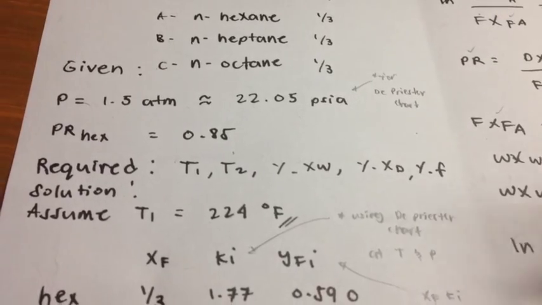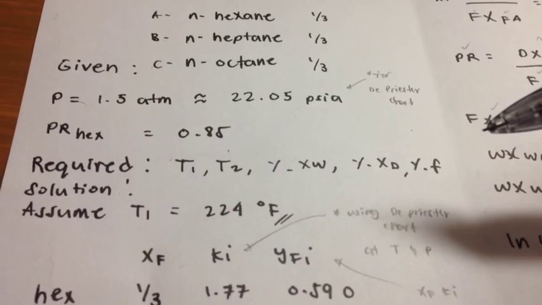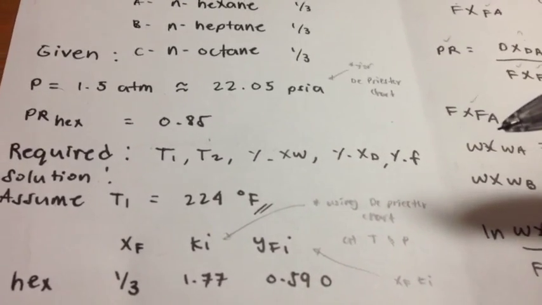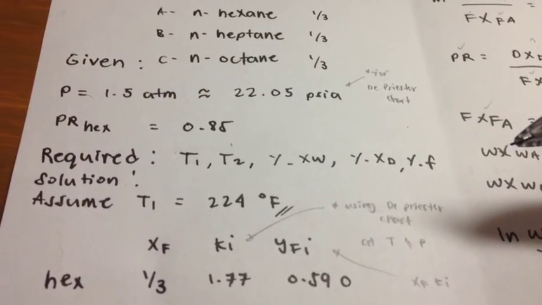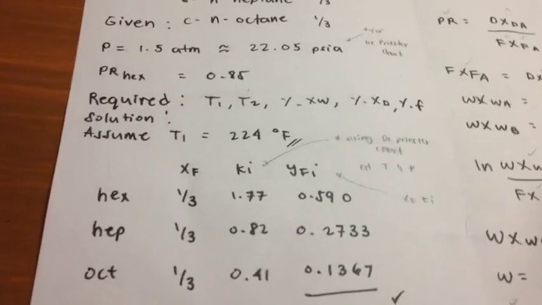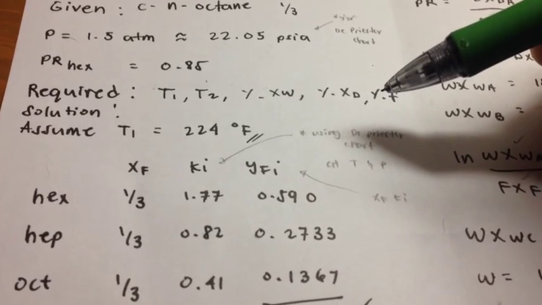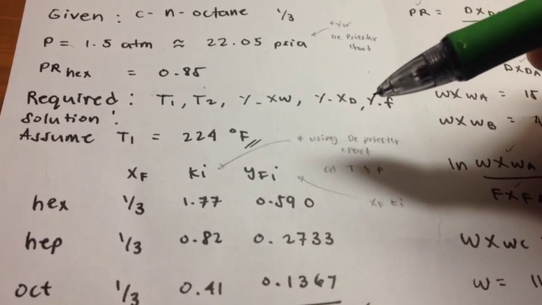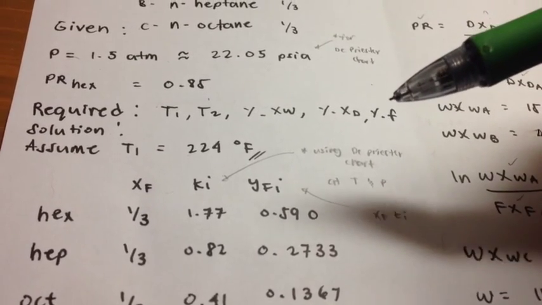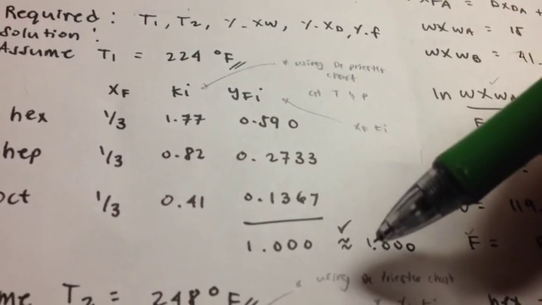So what is required is the operating temperatures, which are T1 and T2, and also the mole percent composition of the products. So we have percent XW, percent XD, and also the mole percent of the feed distilled, so that's percent F. For the solution, we assume an initial startup operating temperature of 224 degrees Fahrenheit. I have assumed several trials a while ago, and 224 degrees Fahrenheit is the right one, as it will yield a sum of 1.00.